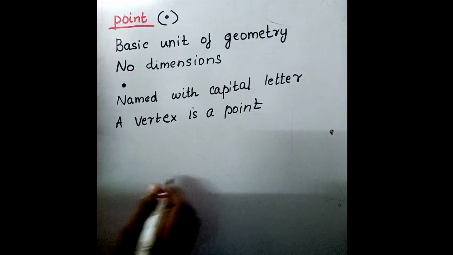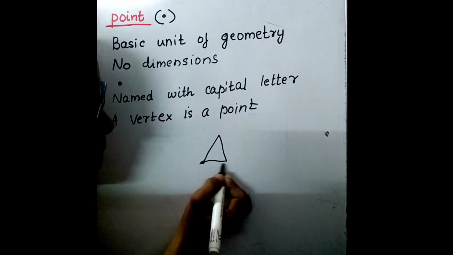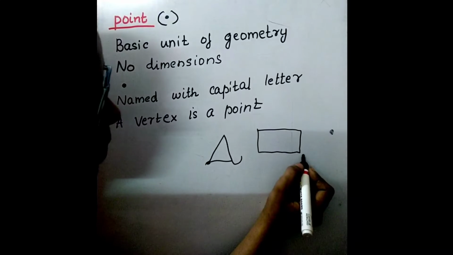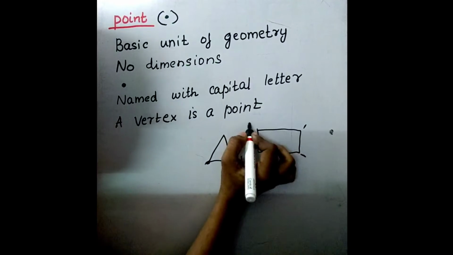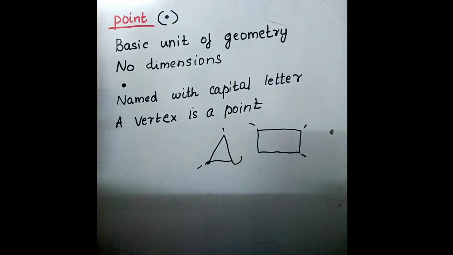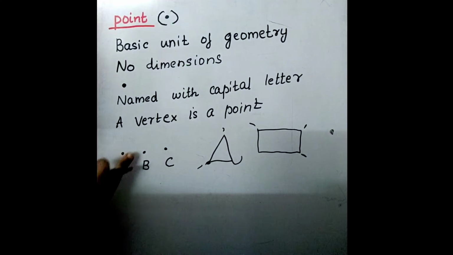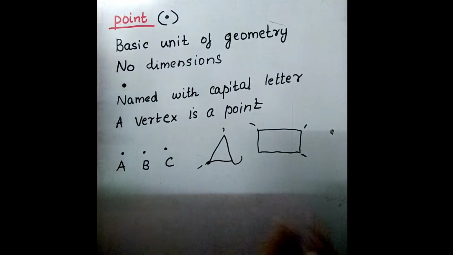What is meant by vertex? In this figure, this is the vertex. In this figure, this is the vertex. This is the vertex. We can write the point as point A, point B, point C, etc.